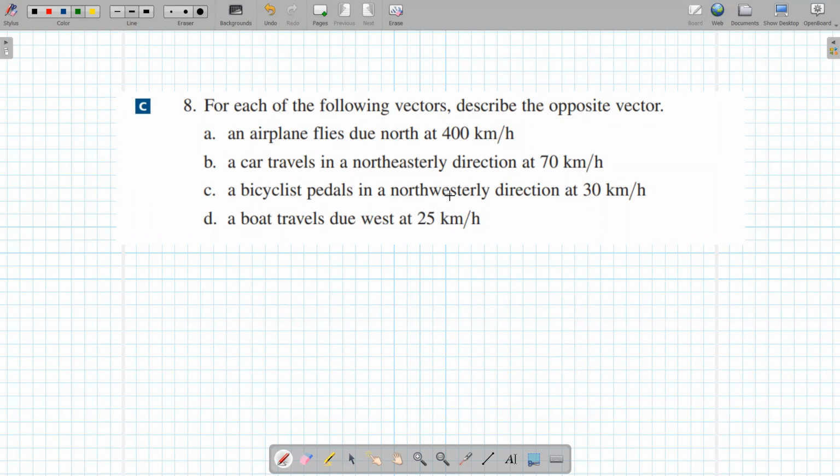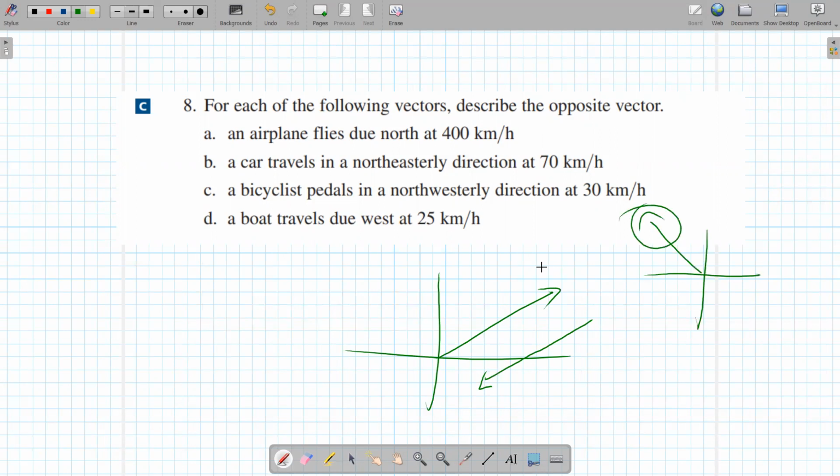B, going northeast at 70. What's the opposite? Northwest. Ooh, tricky, tricky. No, it's not. Look at this. Northeast means this, right? I want to flip this. Opposite means this way. If you say northwest, then that means you're going here. This is not the opposite, it's this. It's going to be southwest. The opposite of northeast is southwest.